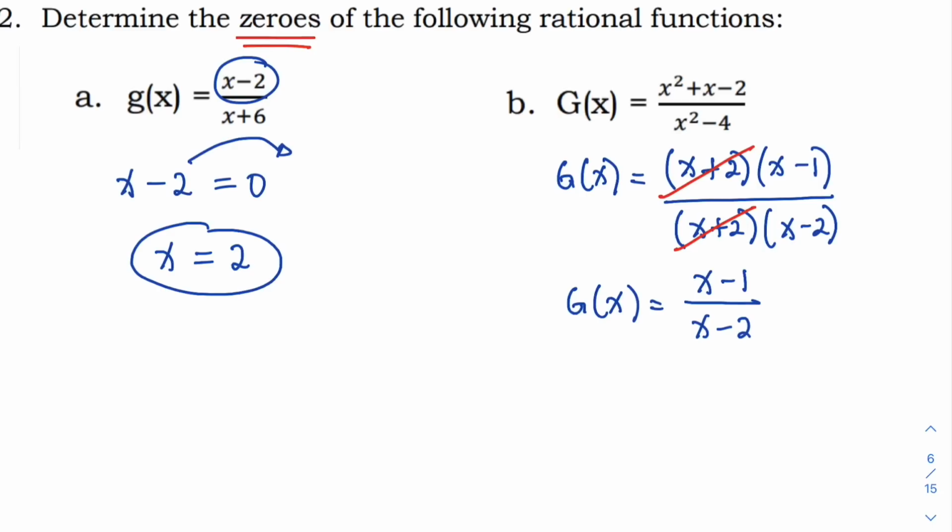Okay, ngayon, nakasimplify na yung ating function. So, pwede na nating iset yung ating numerator to 0 to solve or to determine the zeros of the rational function. Okay, so try natin. We have x minus 1 equals 0. Then solve for x, that is x equals positive 1. Okay, so ito na yung 0 ng ating g of x. Nakuha ba guys?